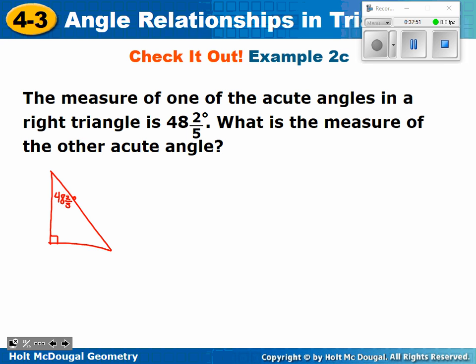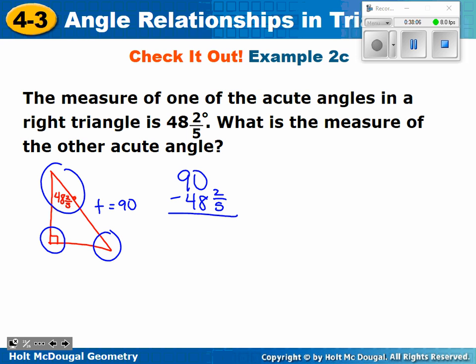Don't add these and set them equal to 180, or add these and then subtract from 180. Just simply know if this is 90, then these two have to add to equal 90. So that means I can just simply do 90 minus 48 2/5. Okay, practicing subtracting with fractions.